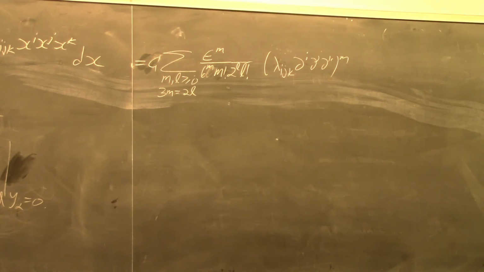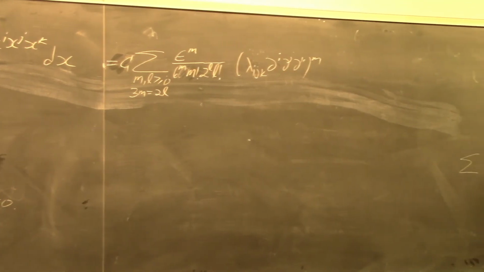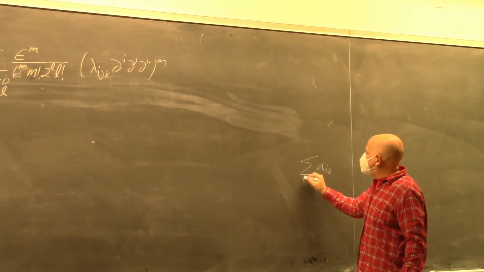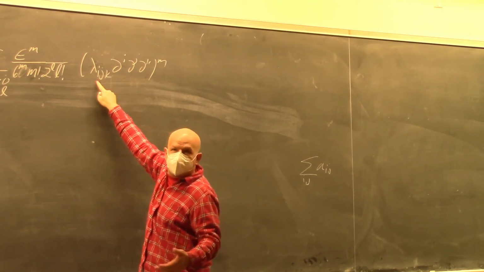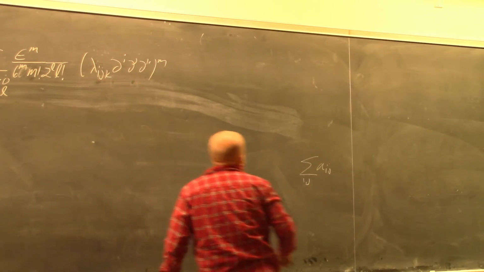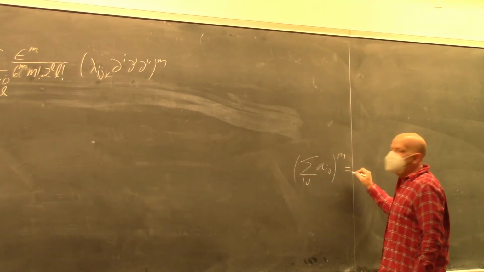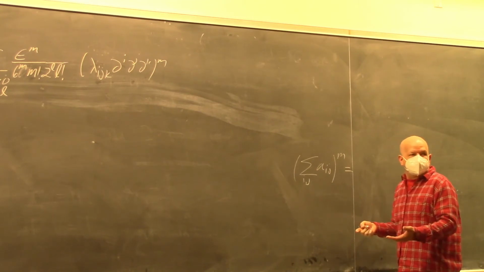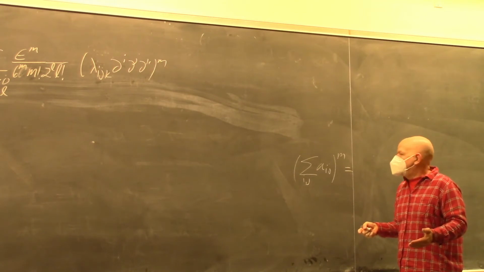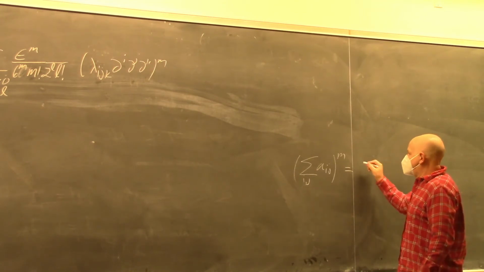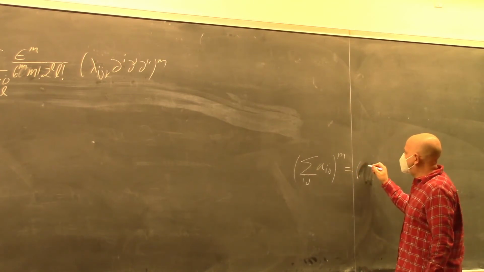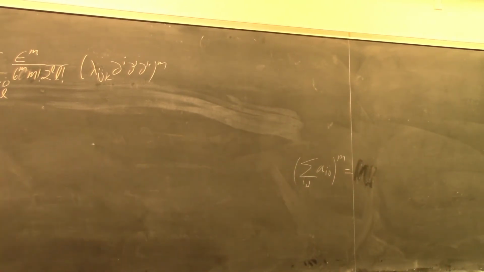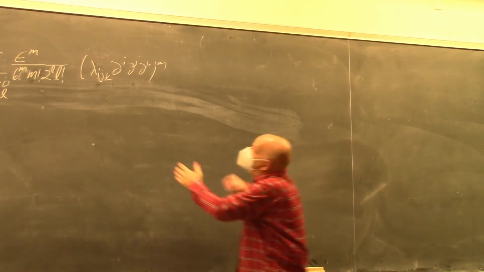Whenever you have a sum of something, a sum of a_ij, summation over i and j, and this is what we have here. This is really a summation over lambda_ijk, where I dropped the summation. Whenever you have a sum like that and you raise it to the power m, you can expand it and write it as a sum of products. I tried to oversimplify, so let me simply do it with the expression here.